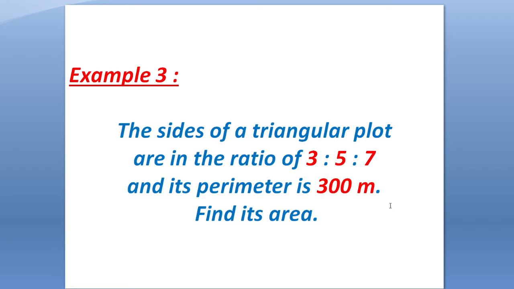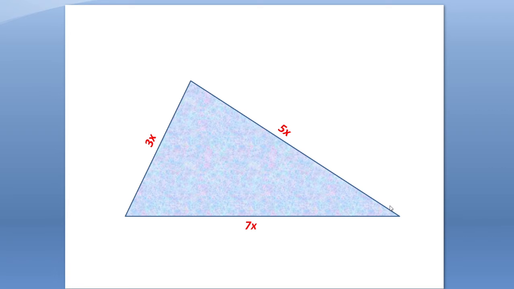So now see here, example number 3. The sides of a triangular plot are in the ratio 3, 5 and 7, and its perimeter is 300 meter. Now find the area. So see here, the ratio is given for this triangle: 3x, 5x and 7x.